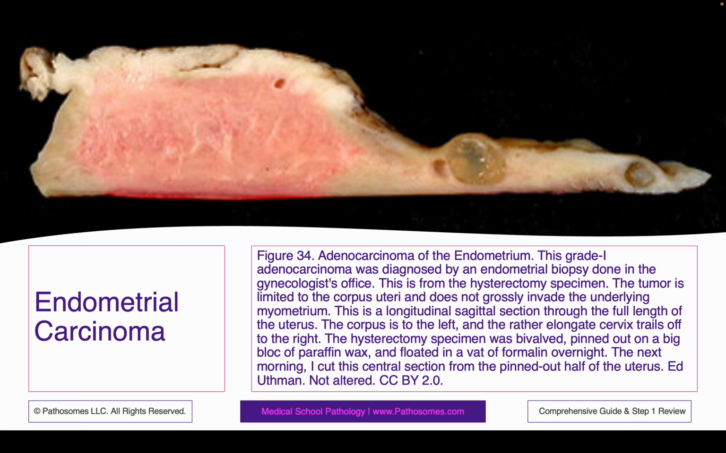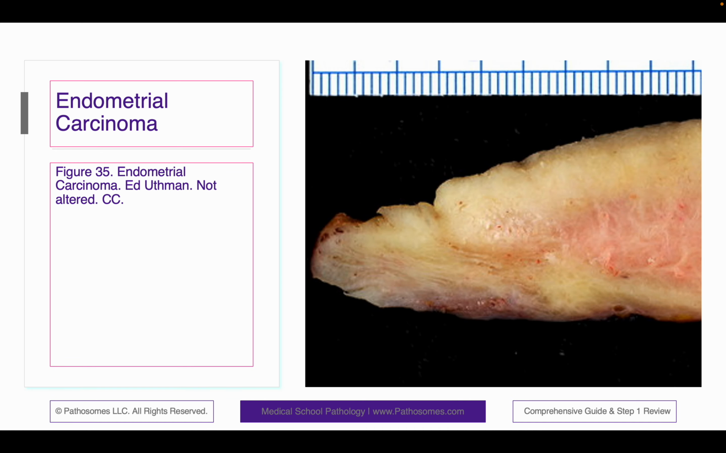And here we have a grade 1 adenocarcinoma that was diagnosed by endometrial biopsy that later led on to a hysterectomy, of which you're seeing here now a longitudinal sagittal section through the full length of the uterus. You should be able to see a couple cysts and the mass lesion on the left upper side of the screen. And here again, another picture of the endometrial carcinoma. This time you can probably see it in the upper right area.